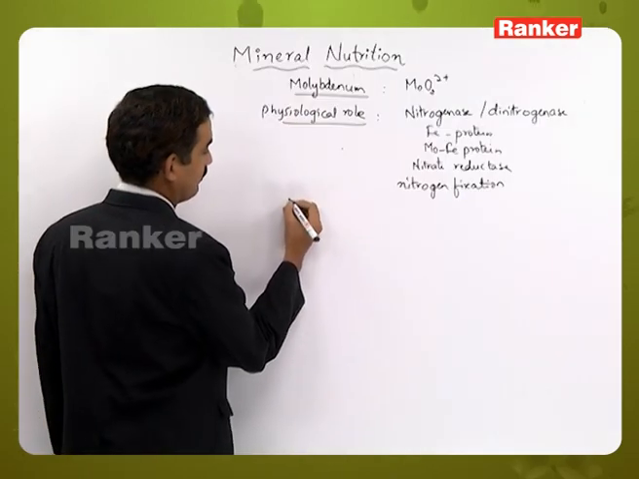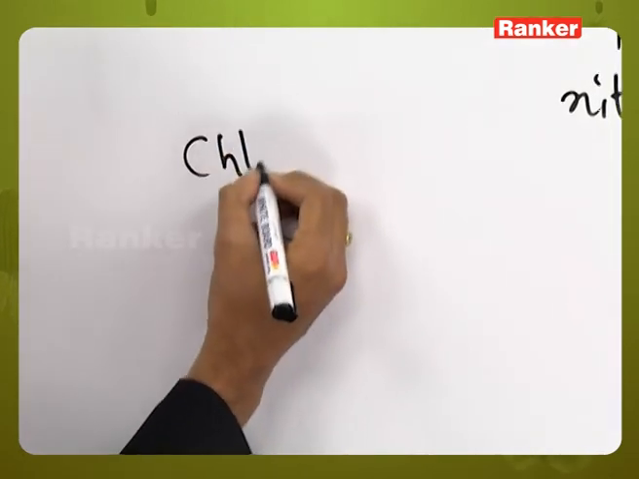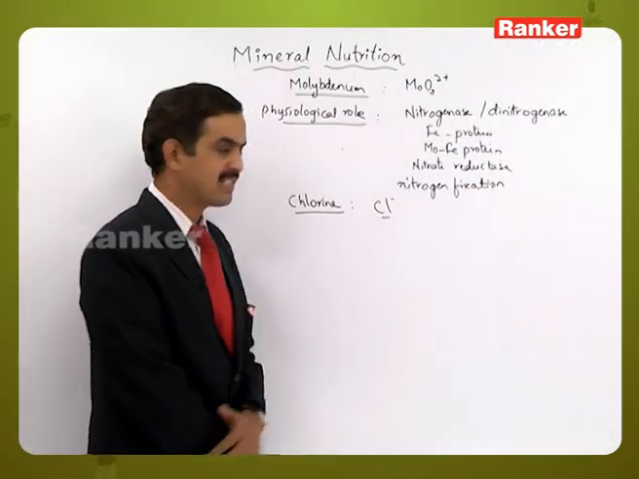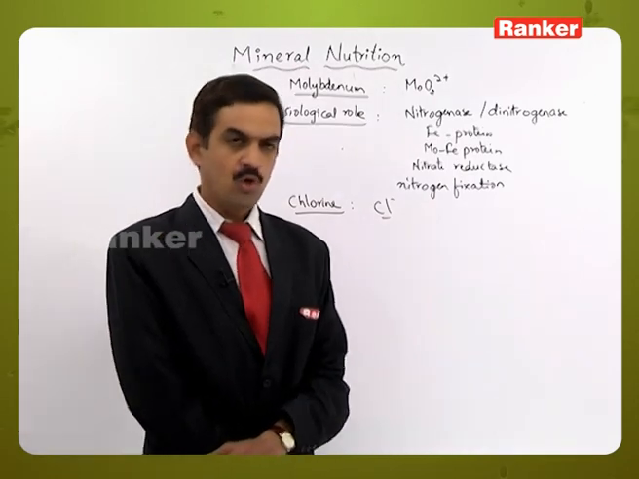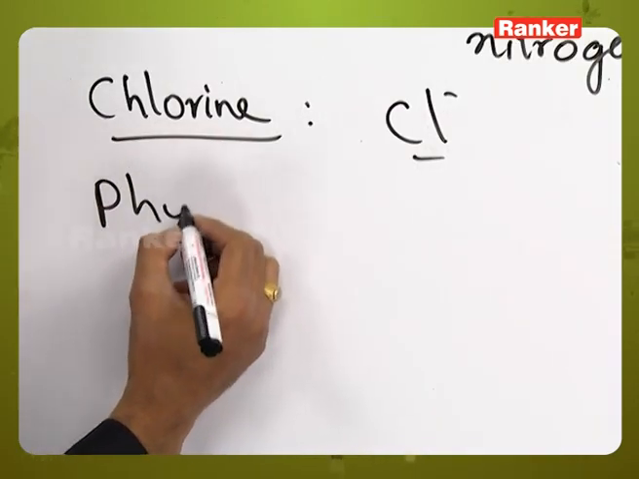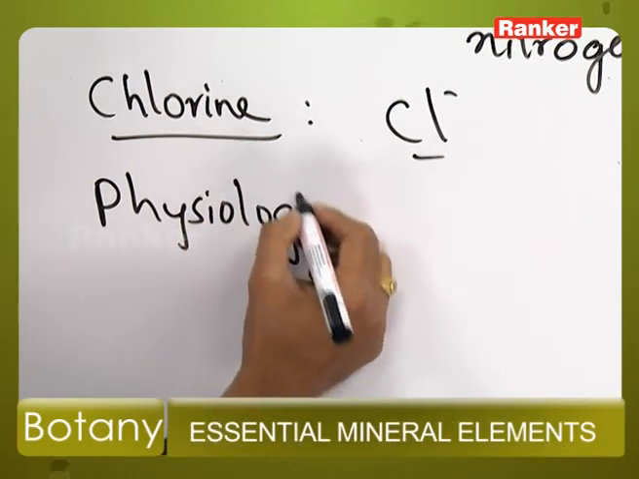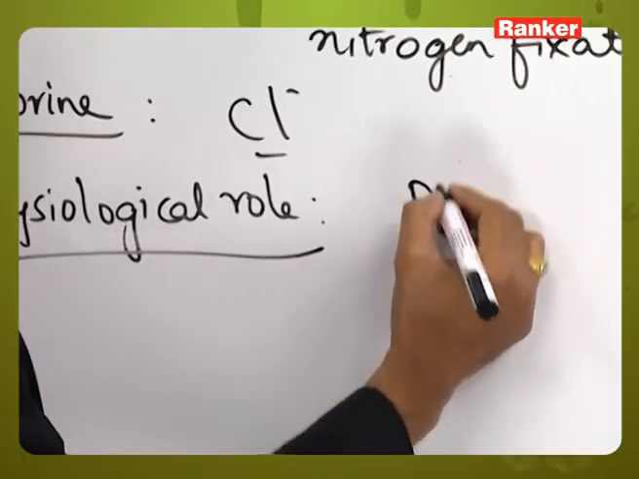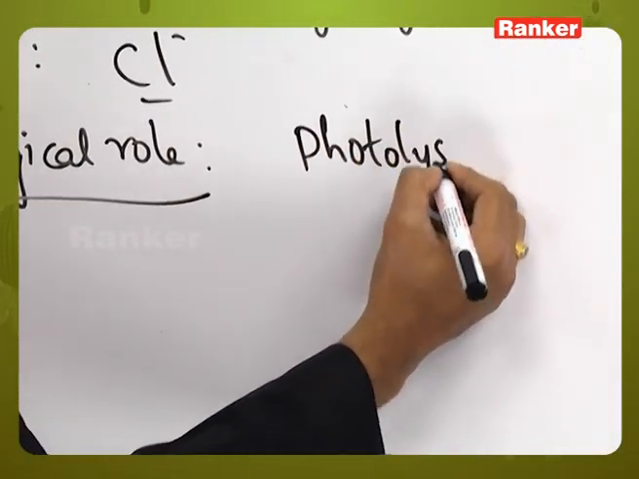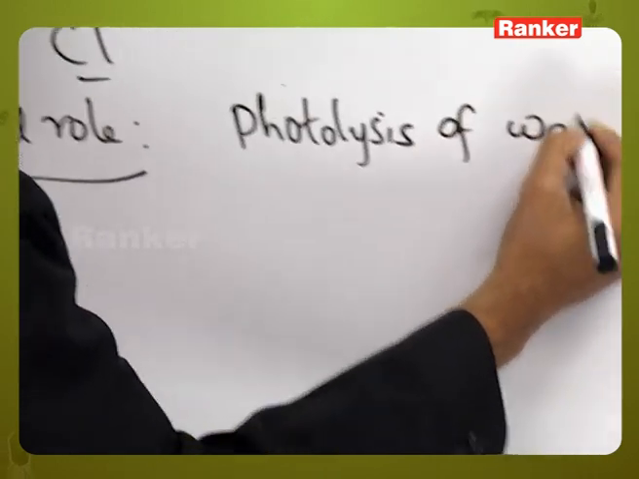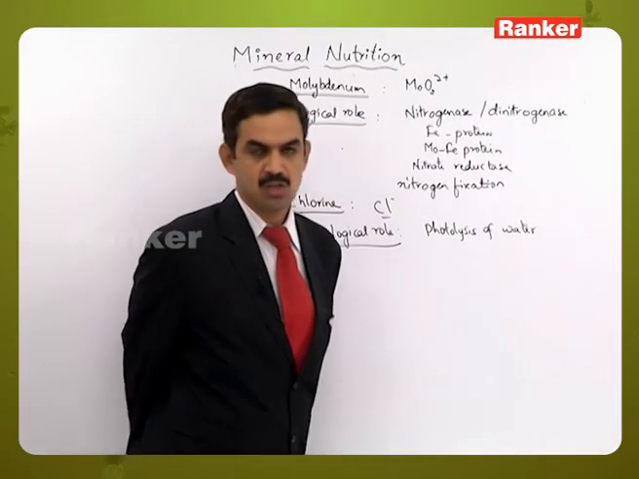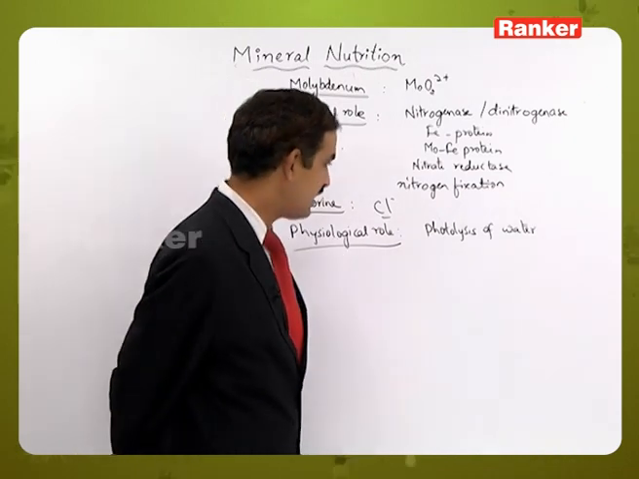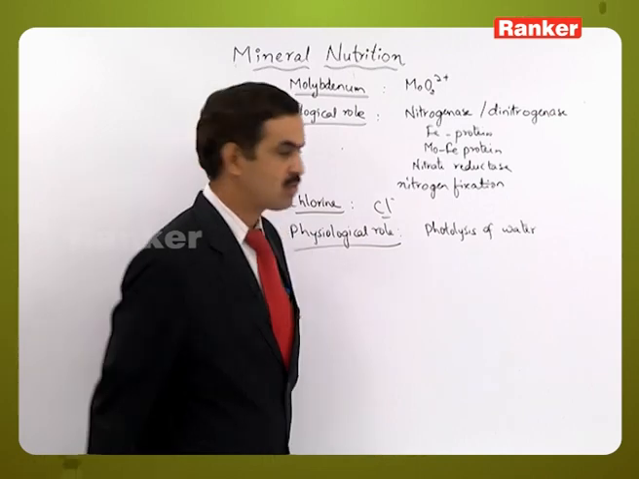Next one is chlorine. Chlorine is absorbed by the plants in the form of an anion, that is chloride ion. Chlorine has physiological roles, like it is useful in the photolysis of water. Along with the manganese ion, it is also a constituent part of the oxygen evolving complex, which helps in the splitting of water in the presence of light.